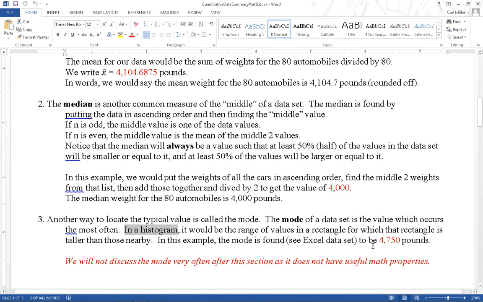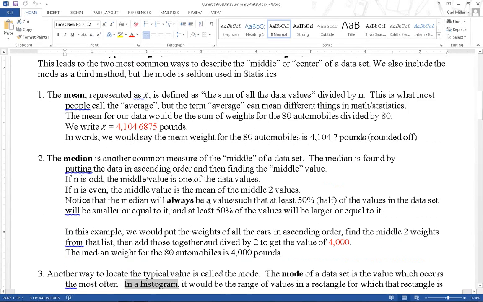Now, we're not really going to use the mode very much in this class simply because it doesn't have a lot of real nice math properties that we deal with. So it's just something that sort of says, hey, here's a peak in a histogram, or here's where a tall rectangle would be in a histogram. So this is something that happened a whole lot in the sample. We're really going to focus on the mean and the median.